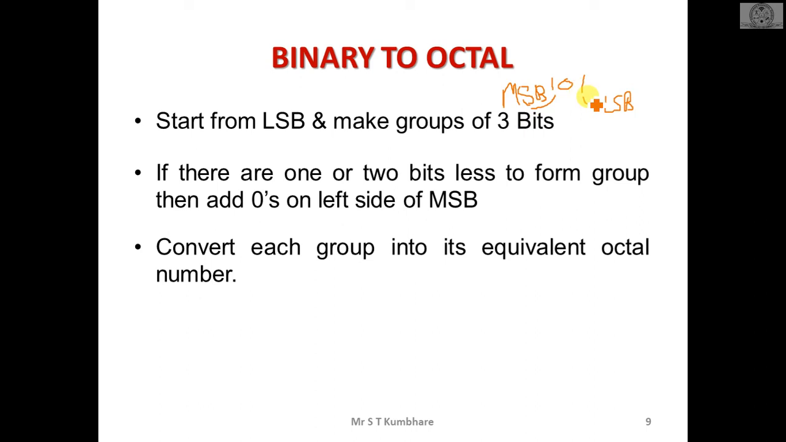So this is LSB and this one is MSB. So we have to start from the rightmost bit of the binary number and then make groups of 3 bits. If there are 1 or 2 bits less to form a group, then add zeros on the left side of the MSB. You have to convert each group into its equivalent octal number. Okay, don't get confused. I'm going to show you in practical.